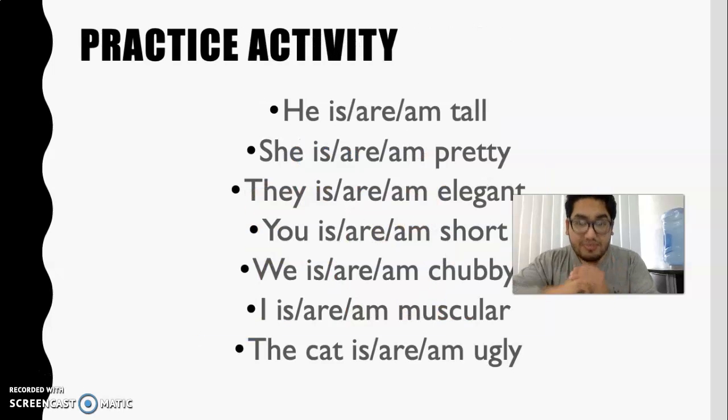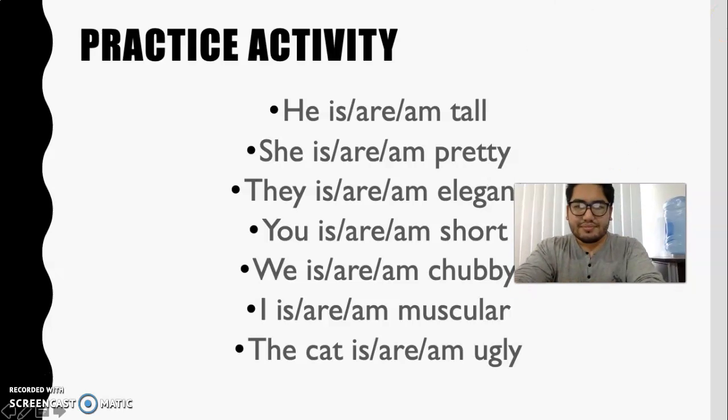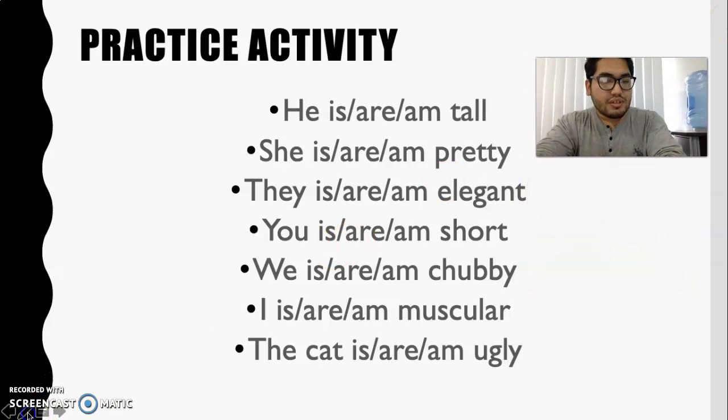And let's practice with this activity. What do we use with he? Do we say he is tall, he are tall, or he am tall? Well, we don't use am with he. It's not he am tall. Is it he are tall? No. So the right answer is he is tall.